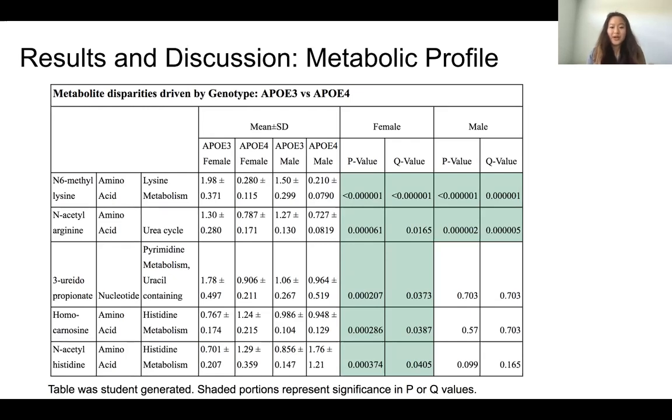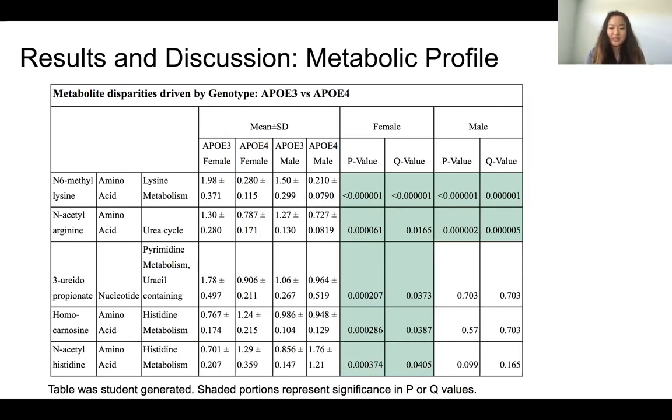The results of my project are really interesting. For the metabolic profile, a lot of the disparities were actually driven by the genotype, ApoE3 versus ApoE4. Out of the ones that were significant, we can see here that because the Q value has to be below 0.05, it drives the P value really low, so I know that these 5 metabolites are significant, and there's no question about that. These 5 metabolites have really interesting stories behind them.